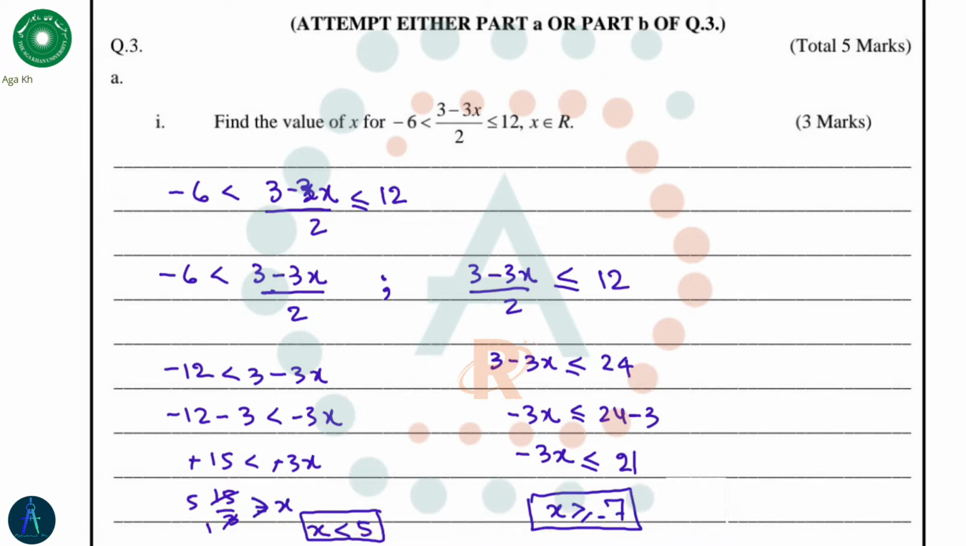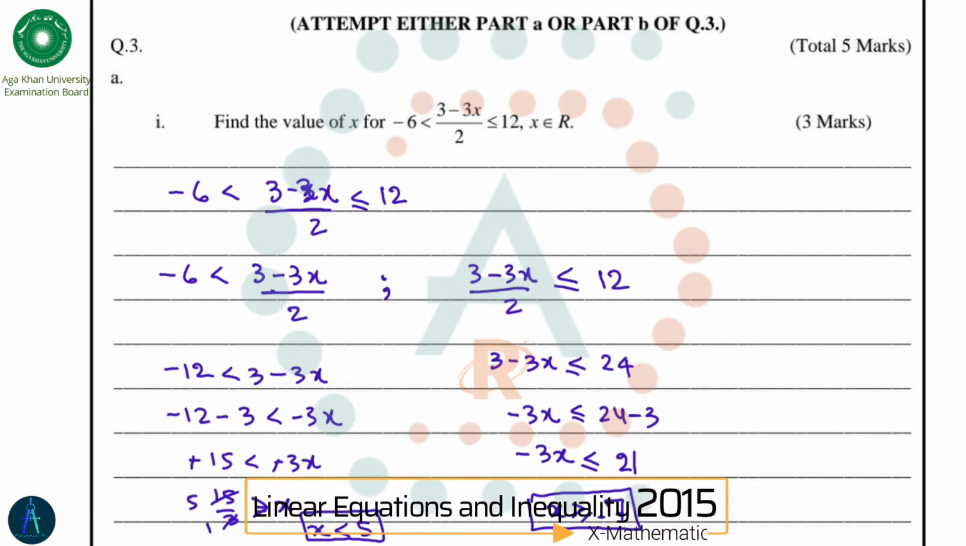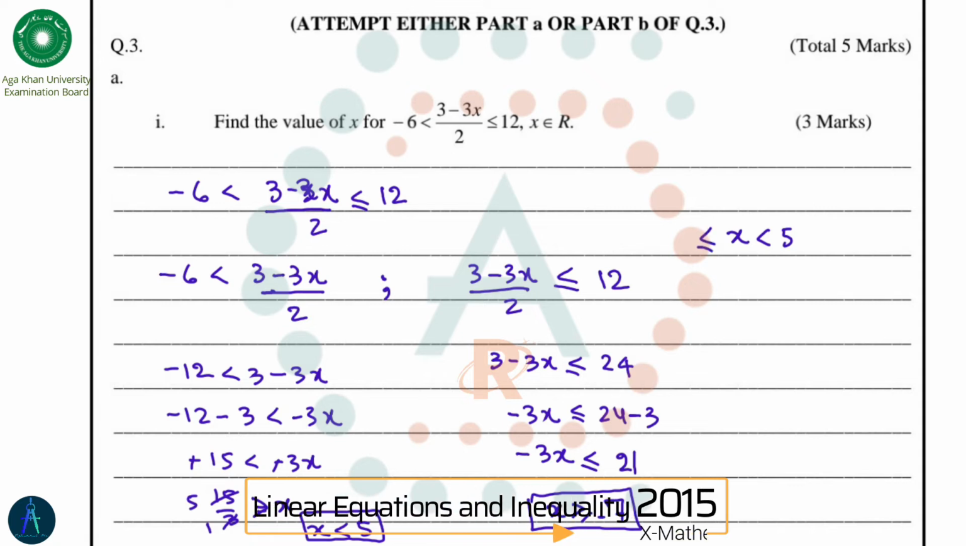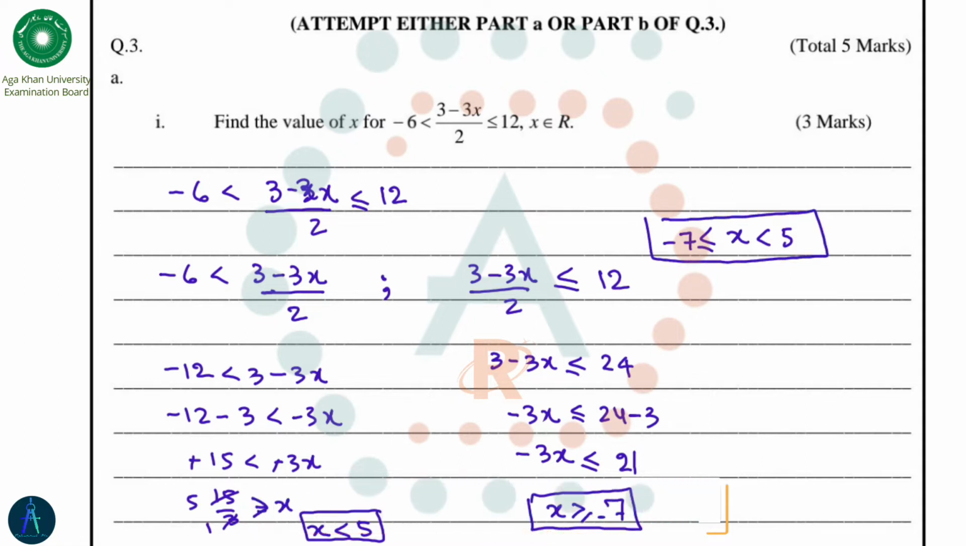So ये हमारे पास solution set आ गया for this question. x is less than 5 but greater than or equals to -7, such that x belongs to a real number.